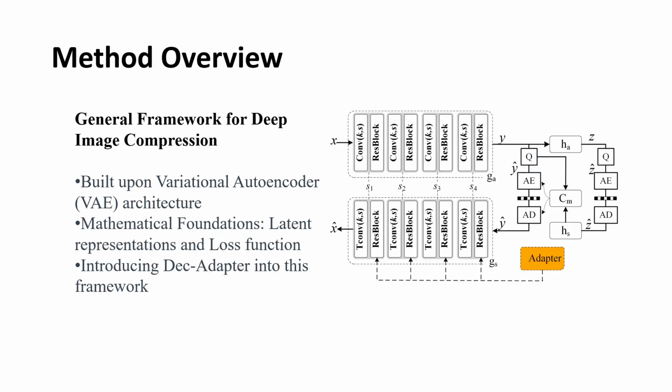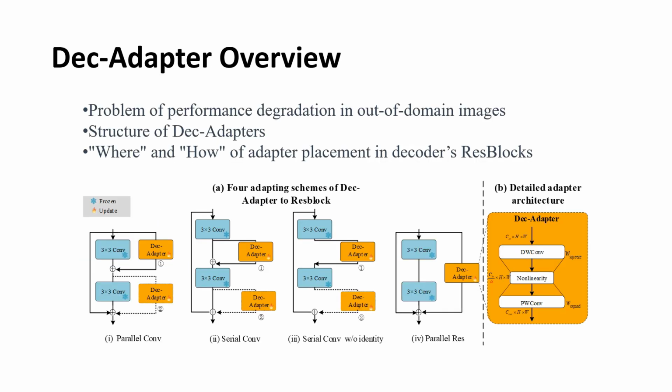Our methodology builds upon the widely used variational autoencoder architecture that serves as the backbone for most learning-based image compression models. We introduce Dec-Adapter into this established framework to tackle domain-specific challenges. Let's take a closer look at how Dec-Adapter fits into this scheme. We propose Dec-Adapter to handle the degradation of performance when compressing out-of-domain images.